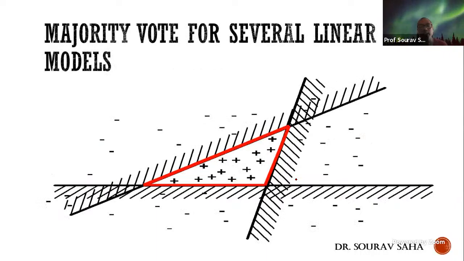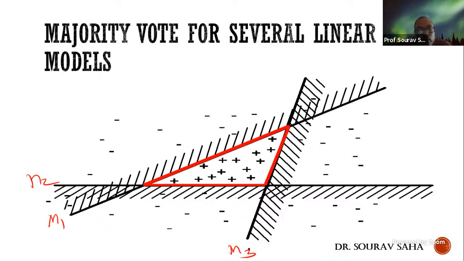So let me show you an example. Your task is to segregate out the pluses from the minuses. Segregate the pluses from the minuses. So this is, let's say, your M1. This is, let's say, your M2. And this is, let's say, your M3. M1, M2, and M3. Let me put my focus on M1.